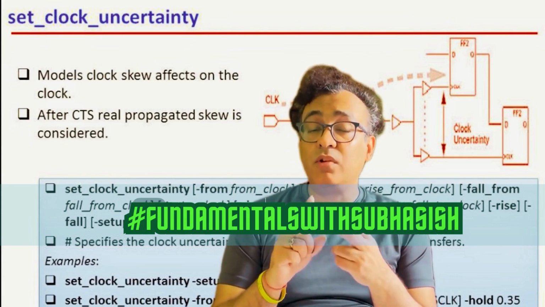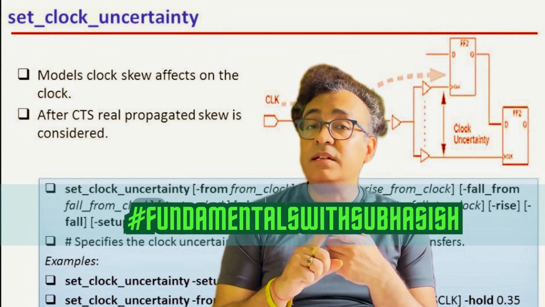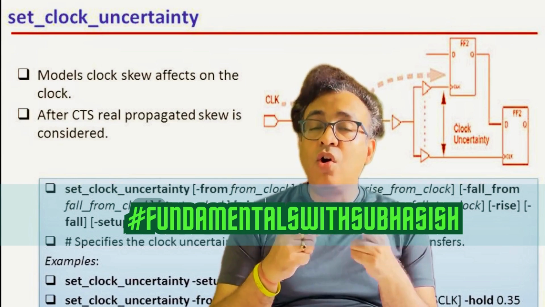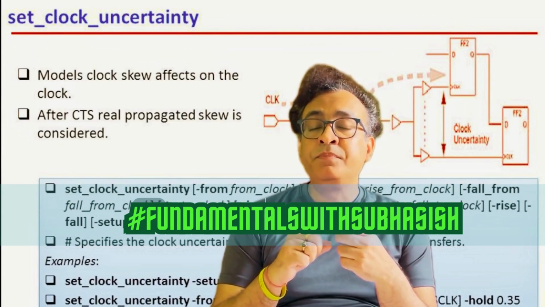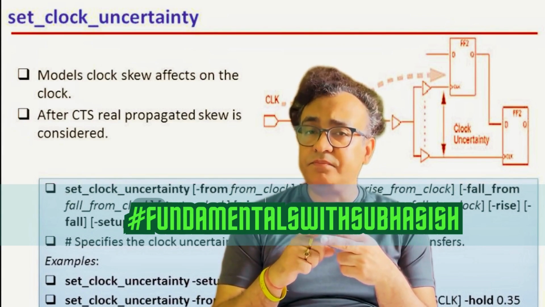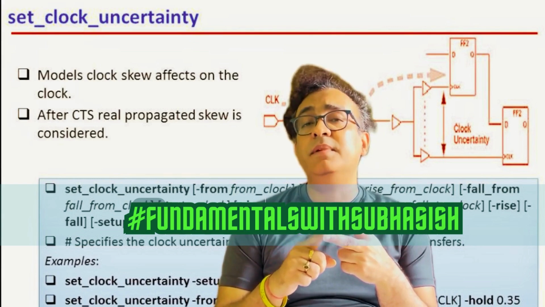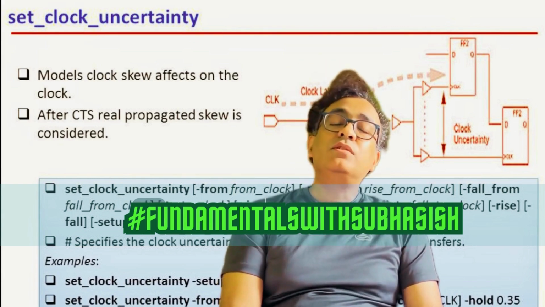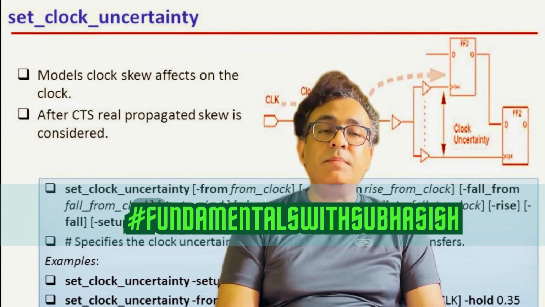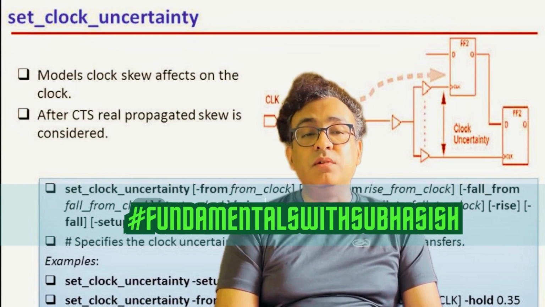It can be of two types. Clock uncertainty can be inter-clock uncertainty, that means clock uncertainty among different clocks, or it can be intra-clock uncertainty, which is clock uncertainty between the positive edge and negative edge of the same clock itself. So this is called set clock uncertainty in the timing design constraint, I would say.